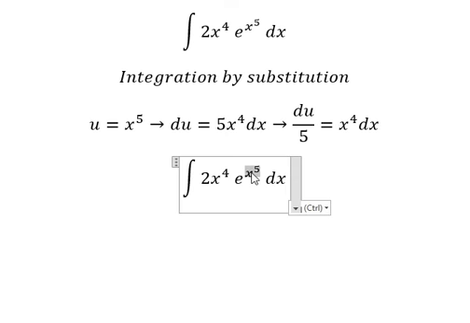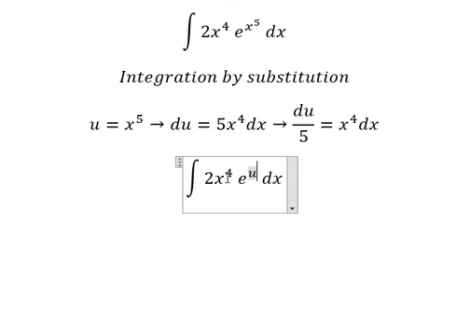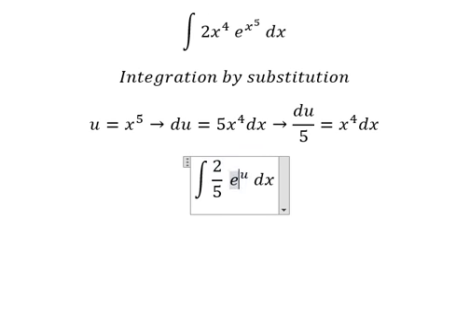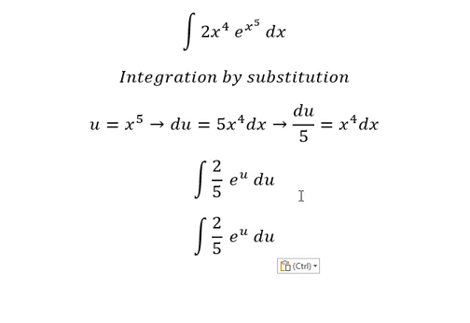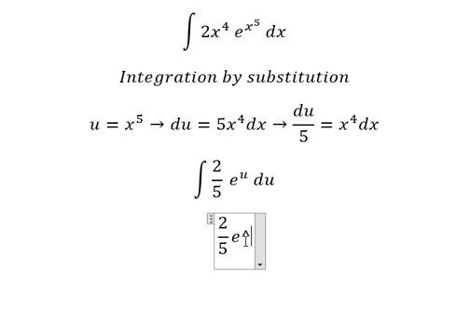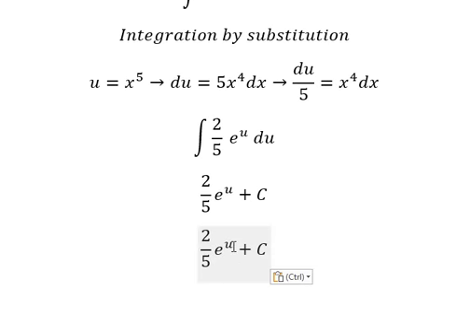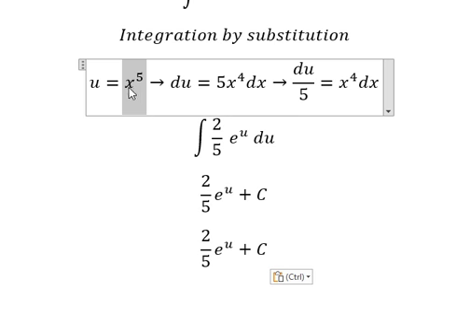This one we change by u. s to the power of 4 ds we change by this one. The integration of this one, we have 2 over 5 e to the power of u, and I will put plus c. Then u is this one.